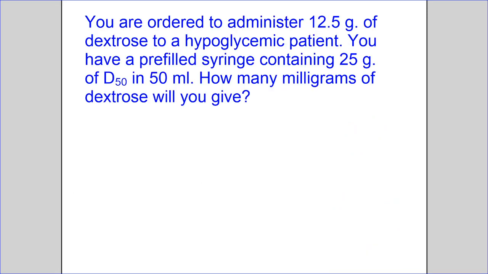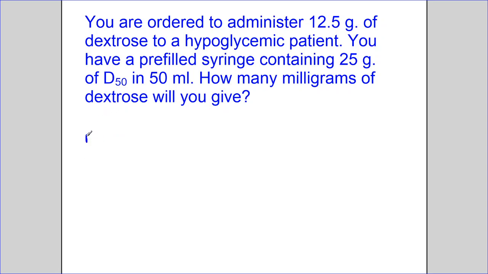All right. You're ordered to administer 12.5 grams of dextrose to a hypoglycemic patient. You have a prefilled syringe containing 25 grams of D50 in 50 mLs. How many milligrams of dextrose will you give? This problem just wants to know how many milligrams, but we'll work it all the way through.